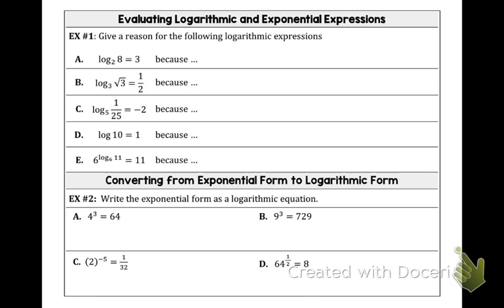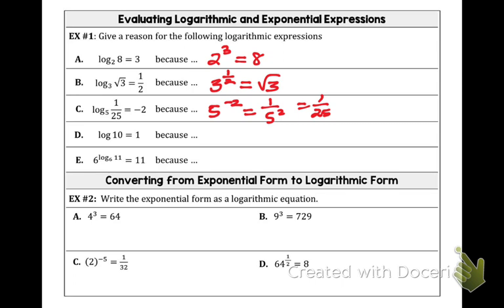Okay, so for example 1, we want to give a reason for the following logarithmic expressions. So log base 2 of 8 is equal to 3 because, if I do the conversion, oops, I'm in highlighter mode, 2 to the third is equal to 8. Log base 3 of the square root of 3 is equal to 1/2 because 3 to the 1/2 is the same as the square root of 3. Log base 5 of 1 over 25 is equal to -2 because that would be 5 to the -2, which is equal to 1 over 5 squared, which is 1 over 25.